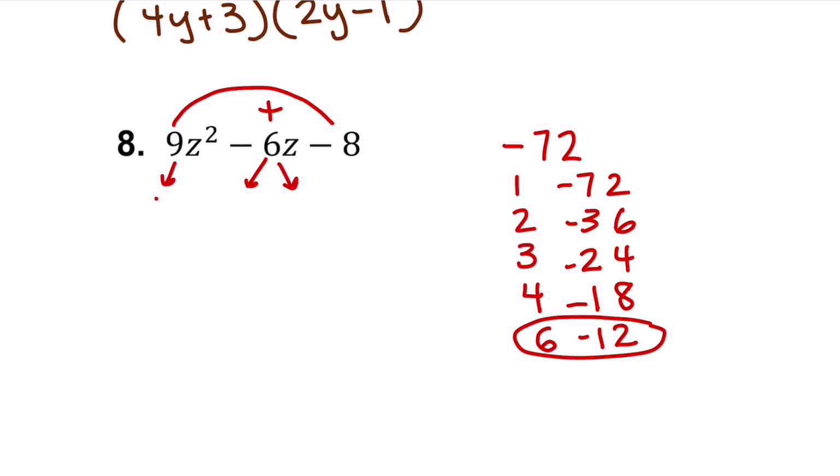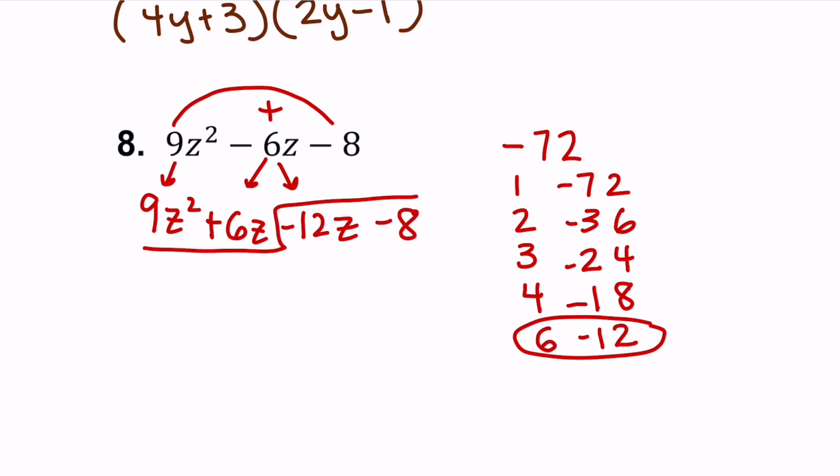I bring down my 9z squared. I have a plus 6z. I have a minus 12z and a minus 8. And I put in my lightning bolt. Now 9 and 6, if I look at those numbers, the biggest number that will go into both 9 and 6 is 3. 6 won't go into 9, but the next biggest number that goes into 6 is 3, and it goes into 9. So 3 I know is going to be our biggest number.